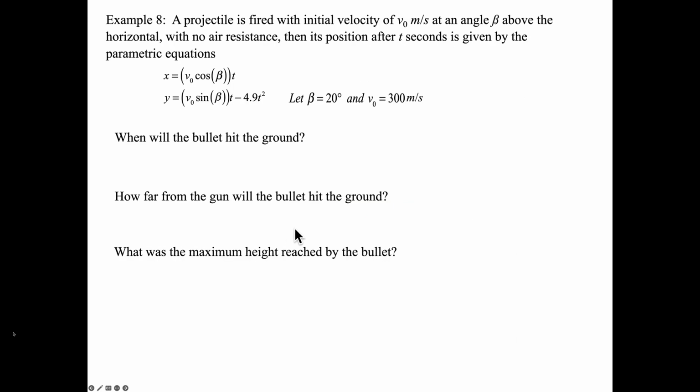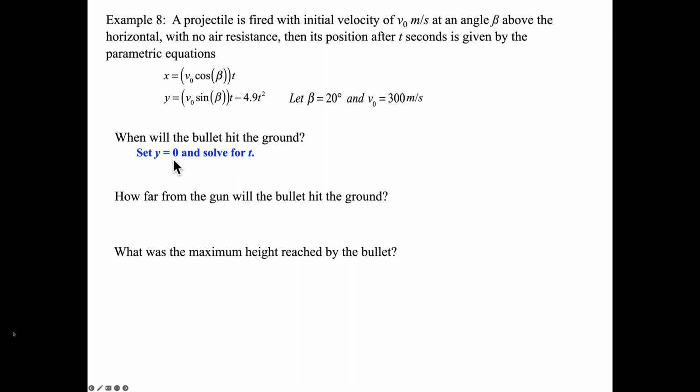Okay, last example, example 8. A projectile is fired with an initial velocity of v sub 0 meters per second at an angle of beta above the horizontal. With no air resistance, its position after t seconds is given by the parametric equations x equals the initial velocity times cosine beta times t. y is equal to initial velocity times sine of beta times t minus 4.9 t squared. Let beta be 20 degrees and my initial velocity be 300. All right, when will the bullet hit the ground?